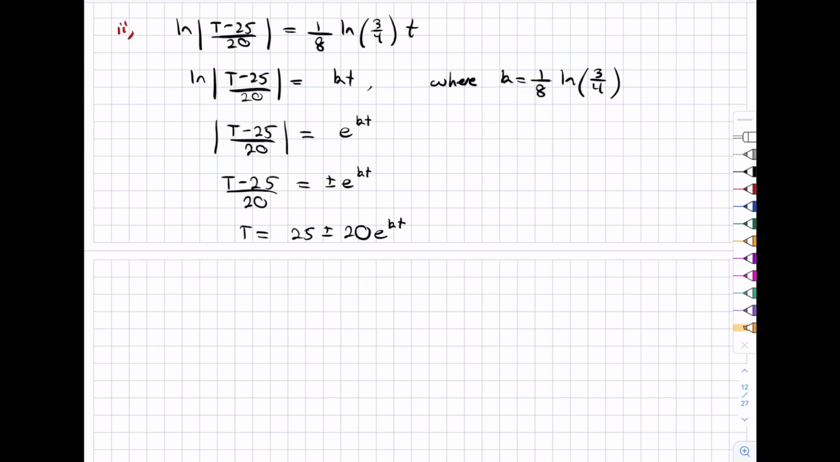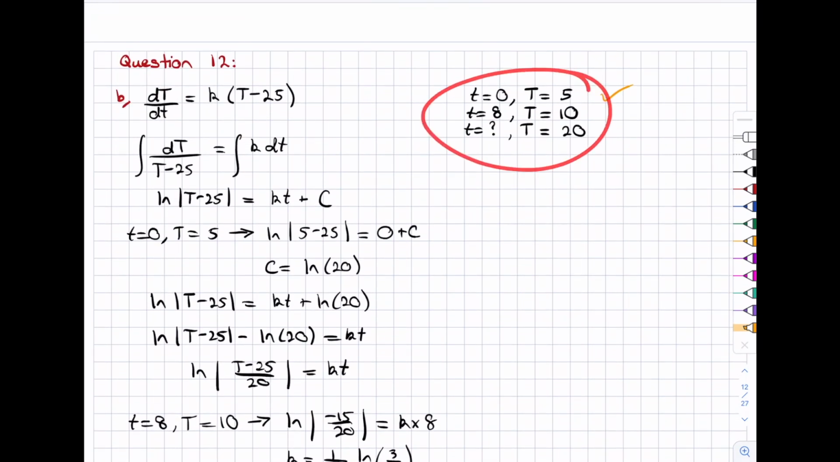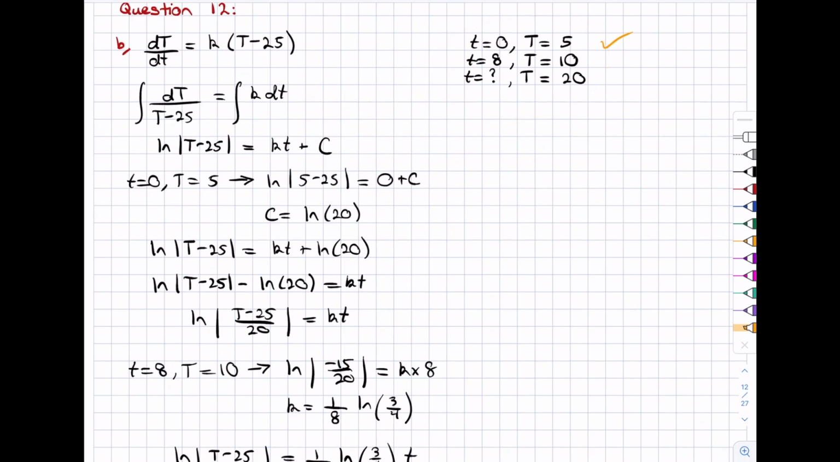All right, so I've got these two equations. I've got 25 plus 20e to the kt and 25 minus 20e to the kt. And the question is, which one do I take? Because it's not going to be the case that they're both correct. And the way we determine that is we go back up here and check our initial conditions to see which equation would satisfy them. I'm going to use the first one once again because it's easiest to use.